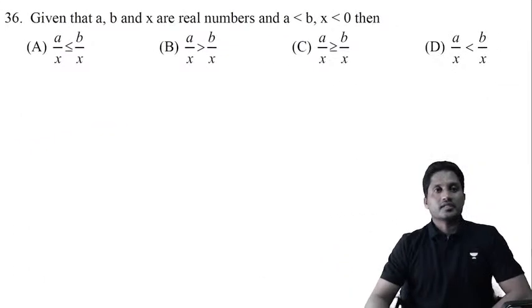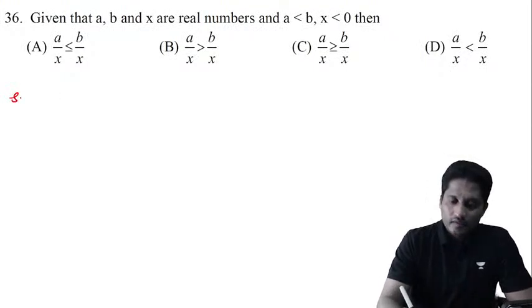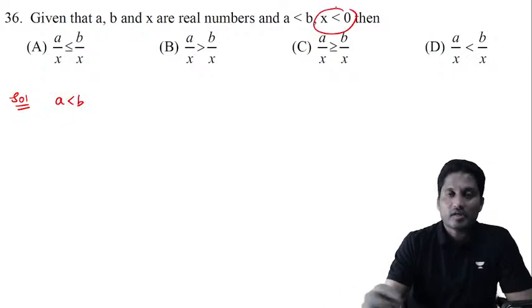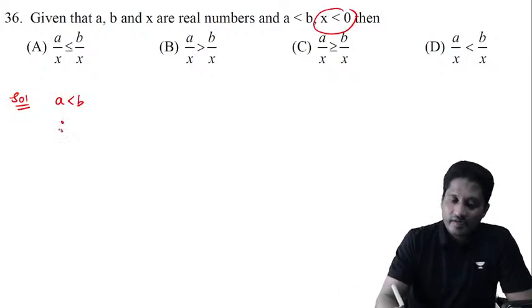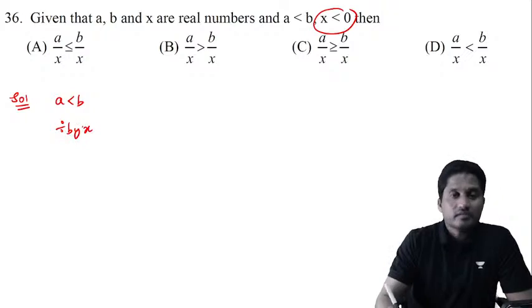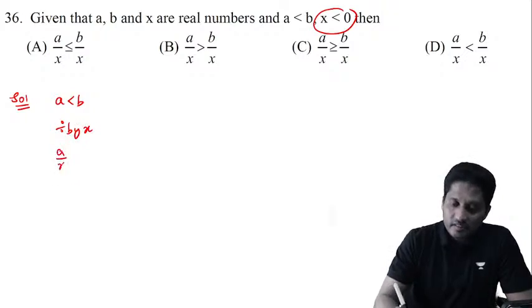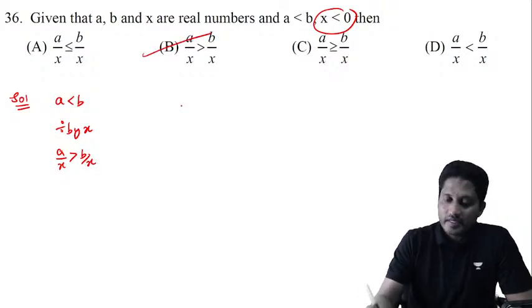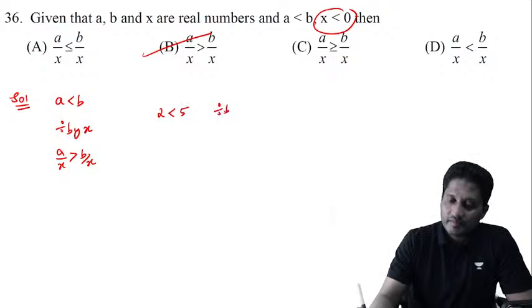Right. Question number 36. See, when a is less than b and when x is negative, it's already mentioned x is negative, when you divide by x, the inequality will change. That is, a by x is greater than b by x. Answer is option B only. Let's say 2 is less than 5, and if I divide by, let's say, minus 2, then 2 by minus 2 is greater than 5 by minus 2. That is, minus 1 is greater than minus 2.5, which is obviously true.